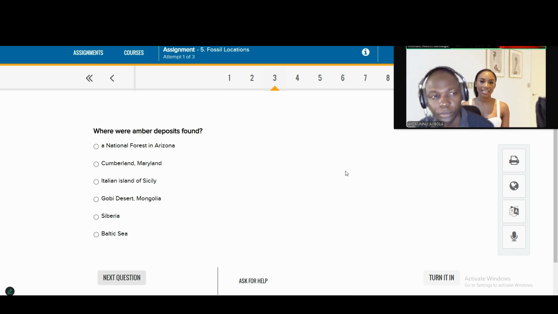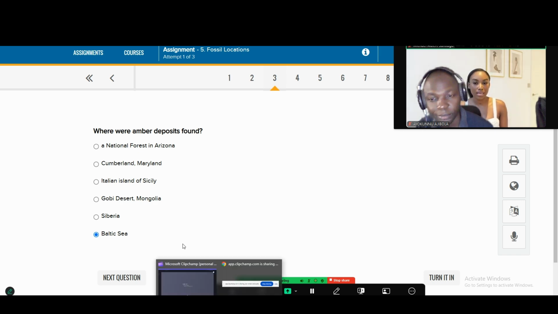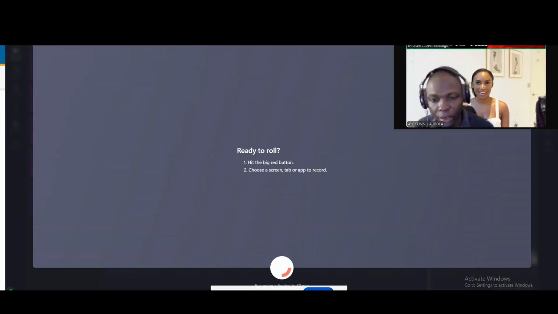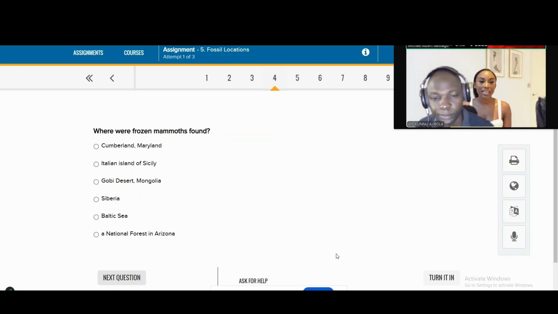What were other deposits from? That's in the Baltic Sea. Okay. You can read the next question.